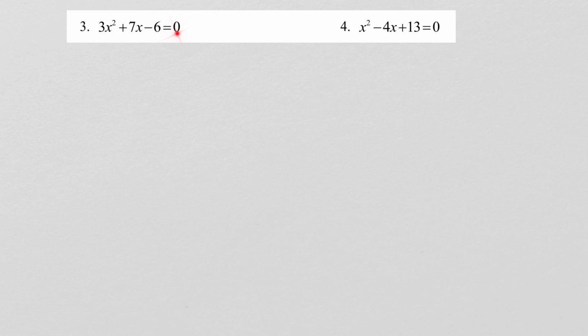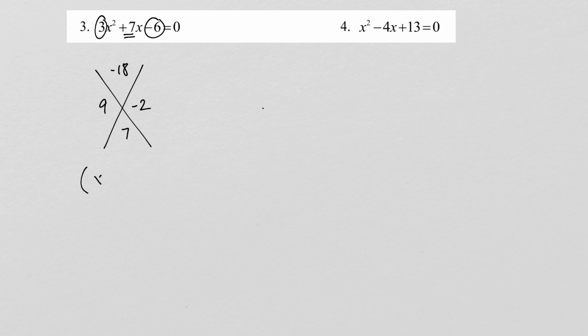First of all, you want to make sure you have 0 on the other side. So we'll go ahead and use the magic x method. Multiplying 3 and negative 6, we get negative 18. The middle number is positive 7. And we're looking for two numbers that we can multiply to get negative 18 and add to get positive 7. And those two numbers are 9 and negative 2.